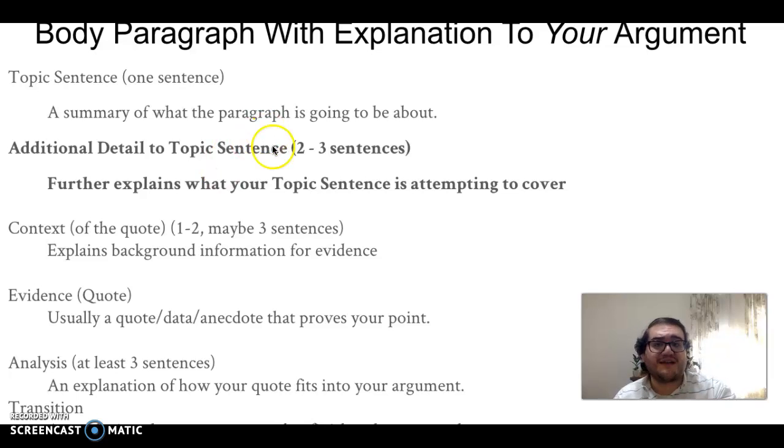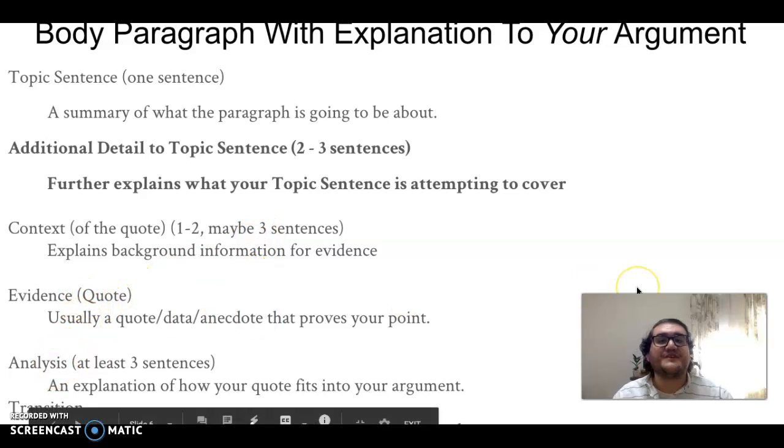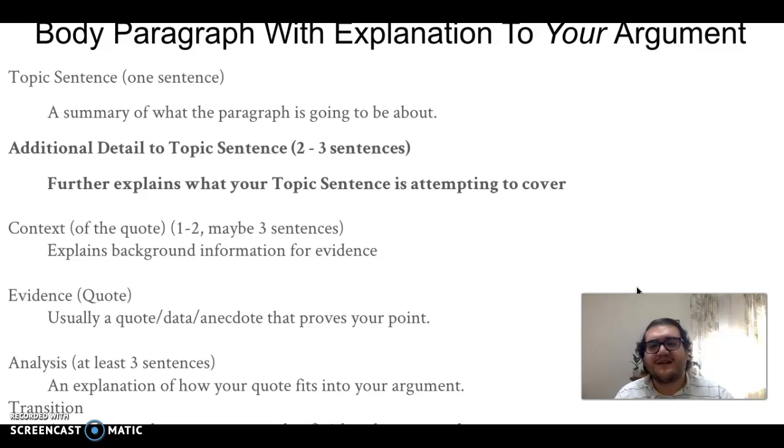So essentially the format is the same. Topic sentence, 1 sentence. Additional detail to topic sentence, again what I just explained. If you feel like your reader requires more information, go ahead and provide that in 2 to 3 sentences. So that in total you have 3 sentences before we get to your context. 1 to 2, maybe 3 sentences. Again, here comes your evidence. And then once again, your analysis, at least 3 sentences. And then finally, your transition, right? So it's exactly the same as the last format.